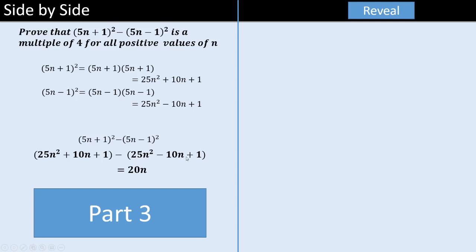Now, be careful, okay? When I kind of look at this all in all, I'm going to have 25n squared plus 10n plus 1. That's straightforward enough. But this negative sign is going to affect all of those three things. I'm going to have take away 25n squared, take away negative 10n, which is going to make positive 10n, and then take away 1. And it's this simplifying here that gives us 20n.